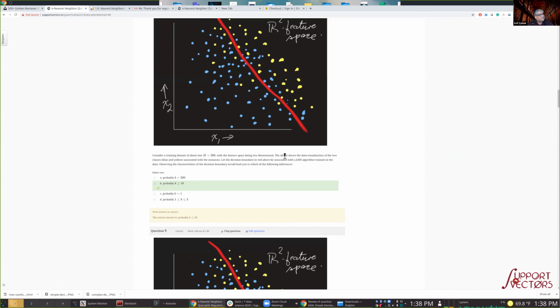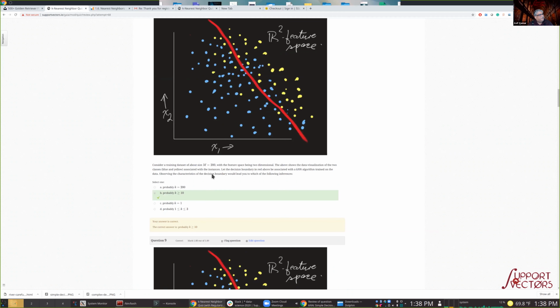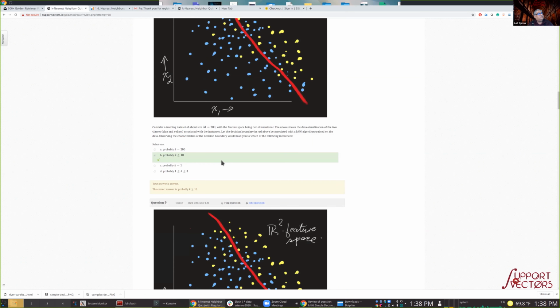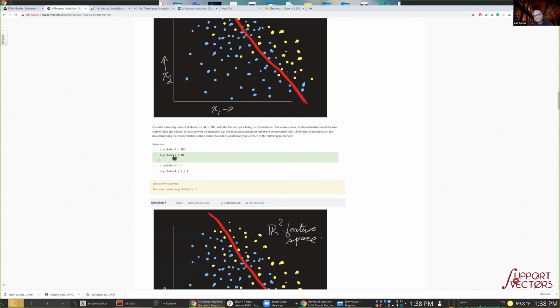So it can't be k equal to 1, it is not between 1 and 3, and it is not 200, because if it was 200, the decision boundary would be far away. All the points would be marked blue because here blue is the majority. So it's probably a large number. You don't know how large, but some number greater than 10.